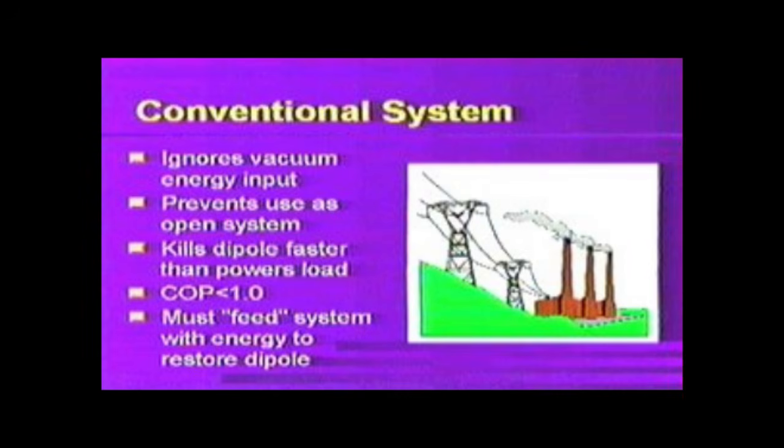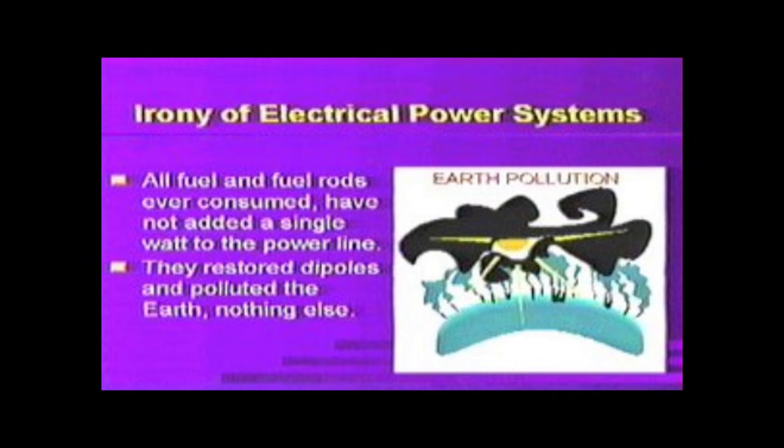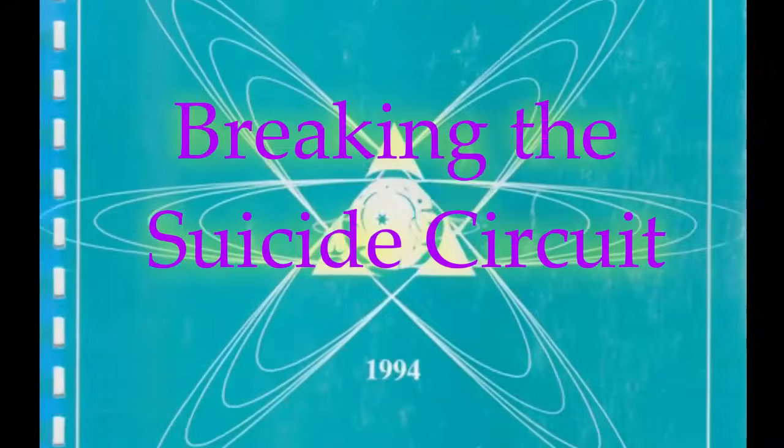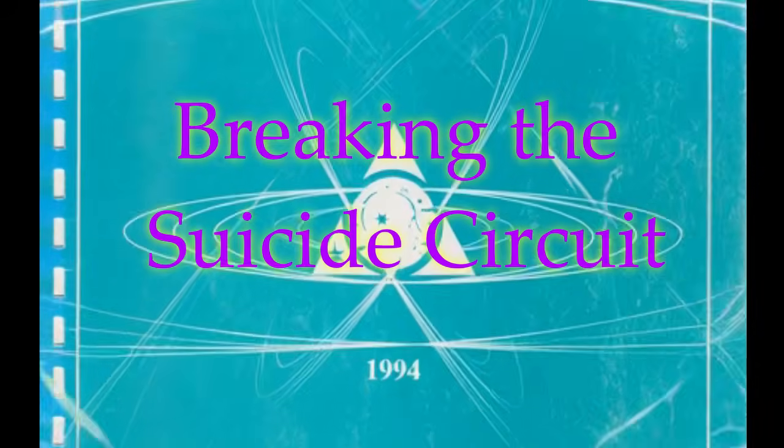It guarantees that the power meter stays firmly on one's home, the power company continues to consume large quantities of fuel, and the gas meter stays firmly on the gas pump when one refills the gas tank of one's automobile. It also guarantees a continuing pollution of the planet from combustion of fossil fuels and radioactive wastes from nuclear power plants. Breaking the suicide circuit.